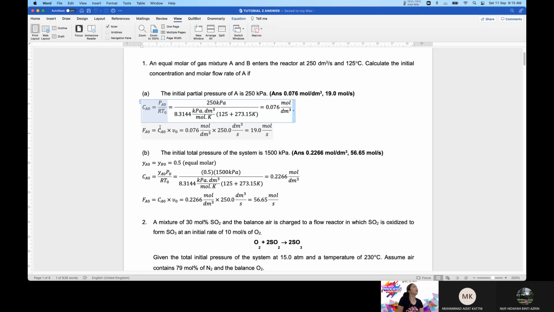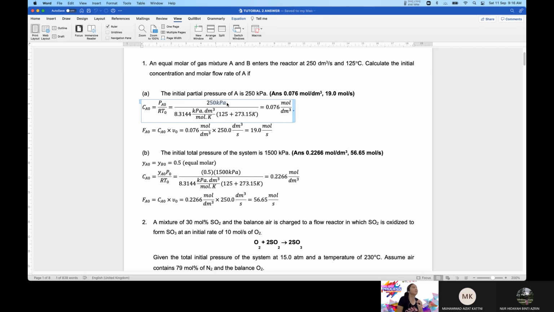So the PA naught is given as 250 kilopascal. You divide by gas constant. So I think you're aware gas constant ni pun banyak value, right? Depending on the unit. So you might have 8.3144, 8.314, 1.987, 1. There's a few R gas constant depending on the unit.